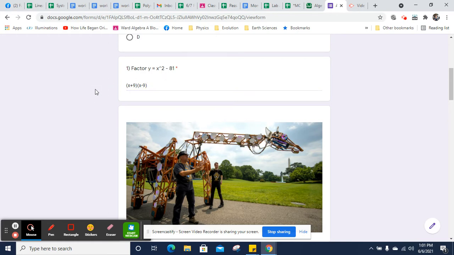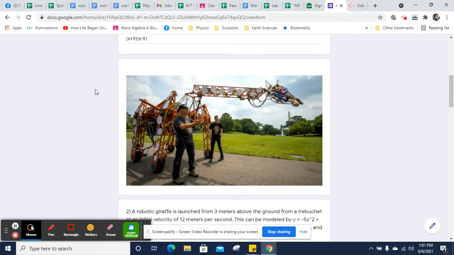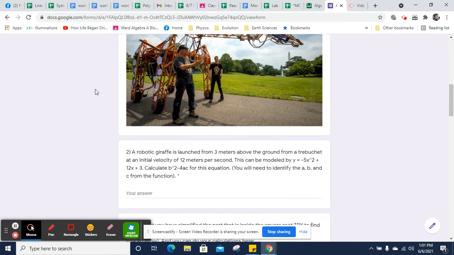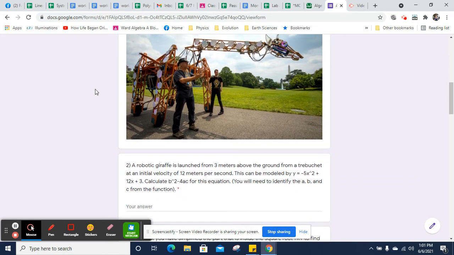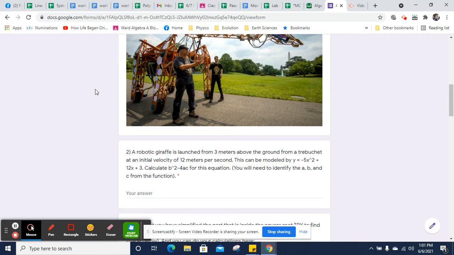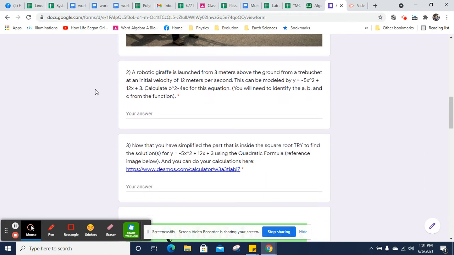And here I present you with a robotic giraffe. Now we are going to launch this robotic giraffe so we don't harm real giraffes, because giraffes are real. I'm looking at you. You know who I'm looking at. Giraffes are real. Okay, so we have a robotic giraffe. It's being launched from 3 meters above the ground.